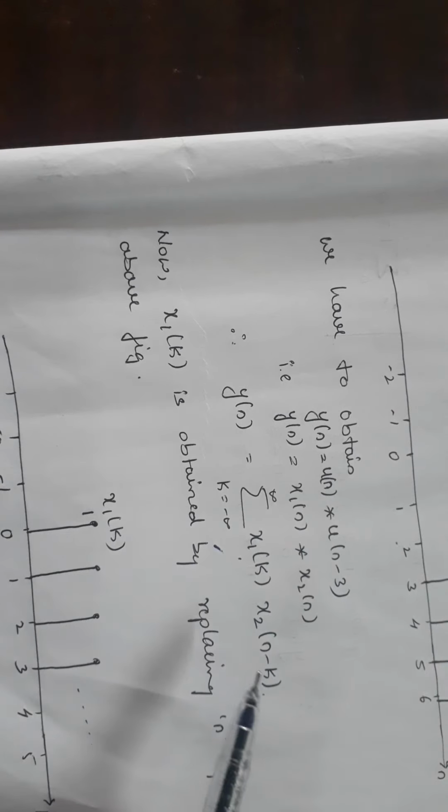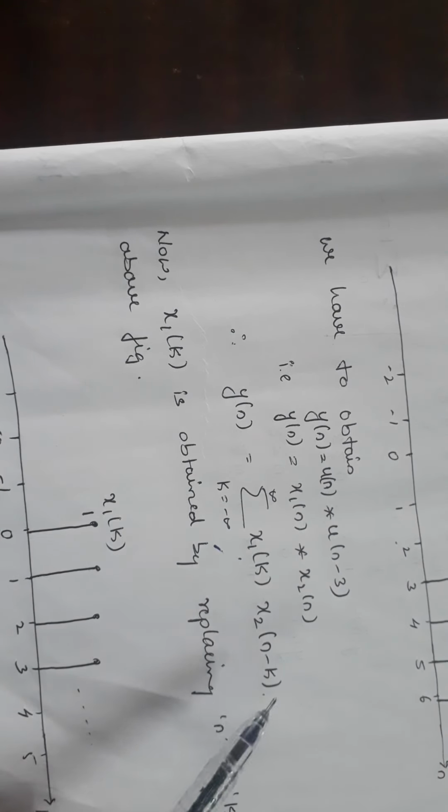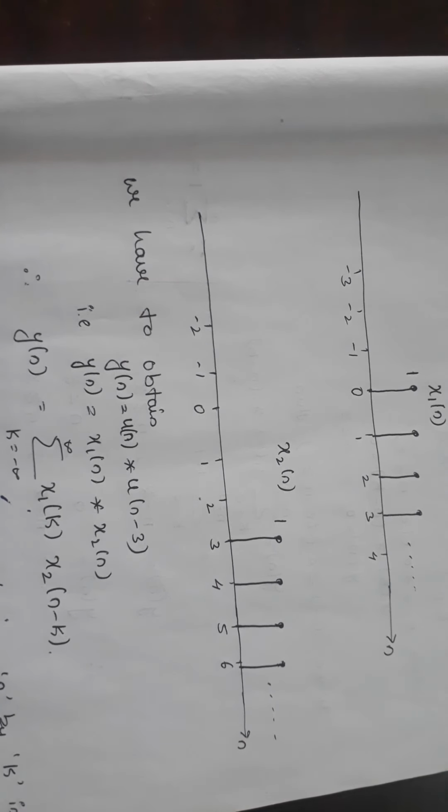Fine. Now this x2 of n minus k is obtained by considering n equal to 0 and by taking the mirror image of the second signal. If you make n equal to 0, we will remain with x2 of minus k. Again, just replace n by k, and we get x2 of minus k. Since we have minus, we have to take the mirror image. Fine. For x2 of n minus k, we will consider n equal to 0.